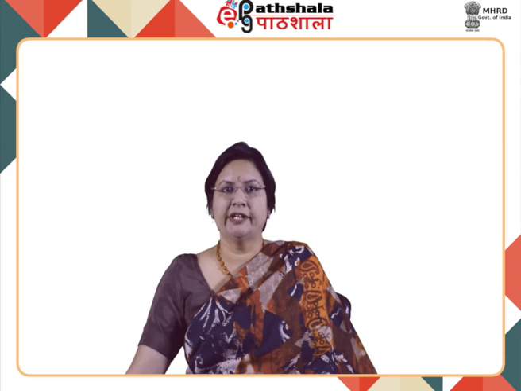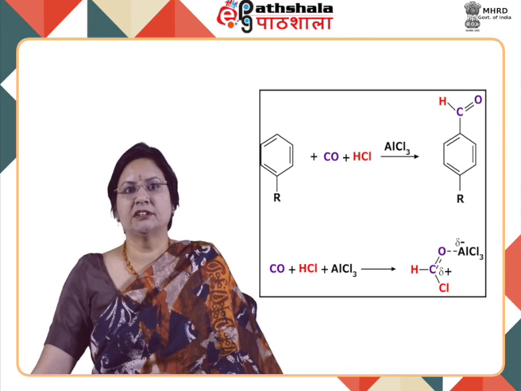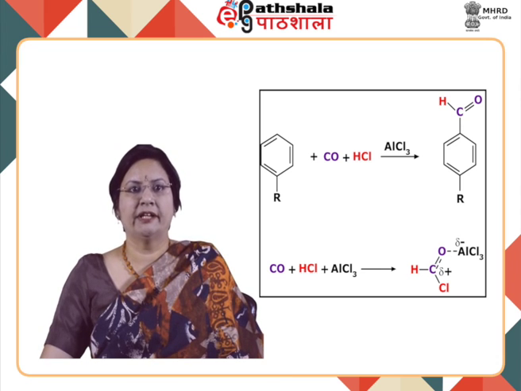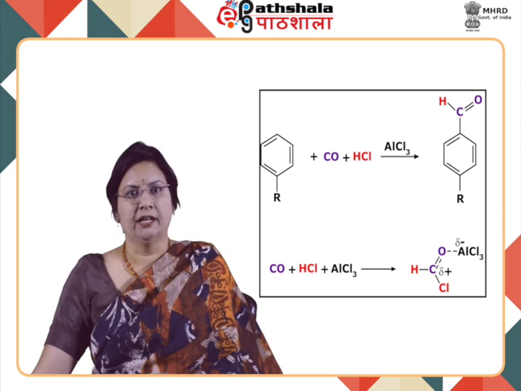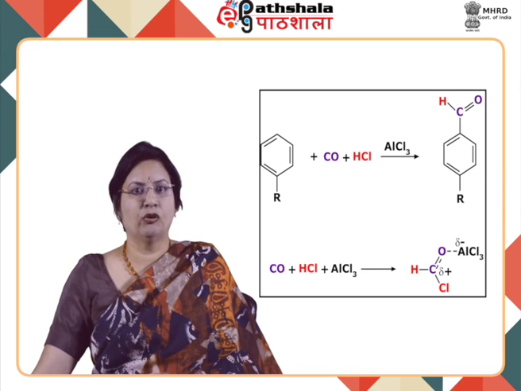So, let us begin our study with the named reaction, that is the Gattermann-Koch reaction. This reaction is used for formylation of activated benzenes, that is, introduction of the CHO group. It is the reaction of an aromatic substrate with carbon monoxide and hydrogen chloride gas in the presence of a Lewis acid like AlCl3 as catalyst to form an aromatic aldehyde, and this is called the Gattermann-Koch reaction.